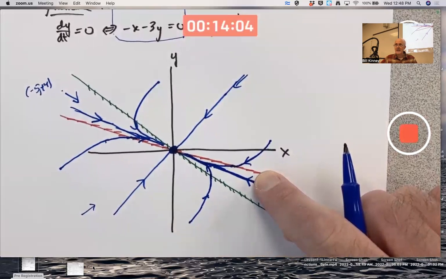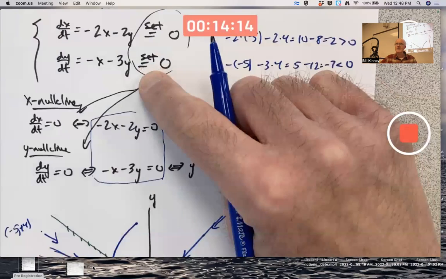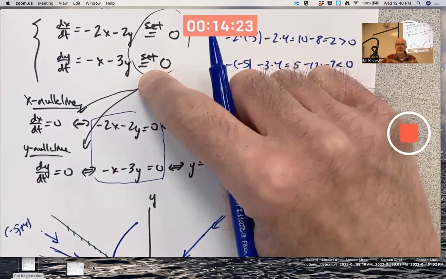This is a big picture thing here. They form axes for a new coordinate system. Maybe you call it a U and a V coordinate system, under which this system can be transformed into its most simple form. It's a big, big deal. In fact, you might even say it's the biggest deal of the entire course, right there, what I just said. Okay.